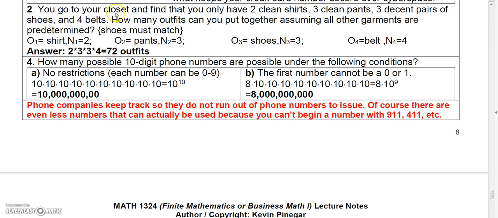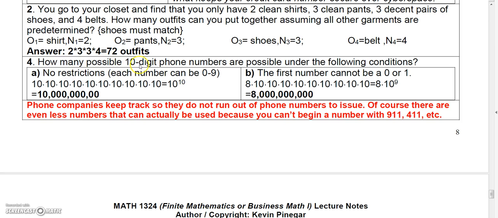So let's say you go to your closet and you find that you only have 2 clean shirts, 3 clean pants, 3 decent pairs of shoes, and 4 belts. And you want to know how many outfits you can put together. So there's 2 ways to choose the shirt, 3 ways to choose the pants, 3 ways to choose the shoes, 4 ways to choose the belt. So you just multiply that and you get 72. Now that didn't allow any repetition. The next example does though.